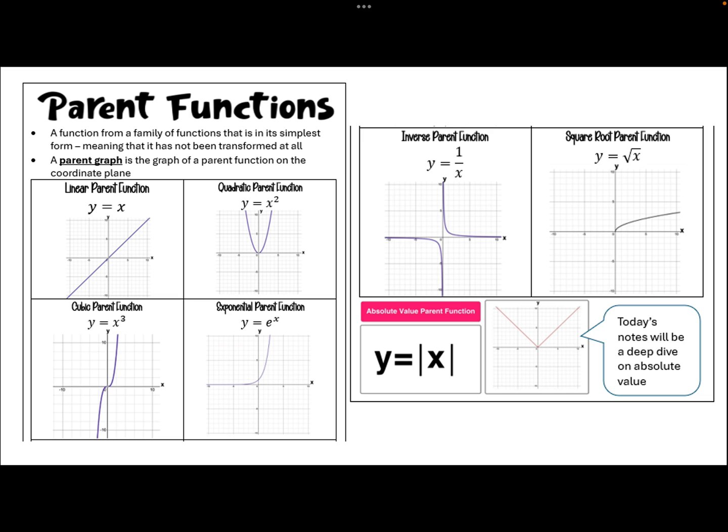First, let's just look at what are the types of functions that you will be asked to graph. So these are all examples of what are called parent functions. And a parent function is just a function that is in its simplest form. Typically, it means it's going through the origin as long as the function can go through the origin. And it means that there has been no transformation. So we haven't added, subtracted, multiplied, or divided by anything. It's just its most basic. And so the parent graph is just the graph of that parent function.